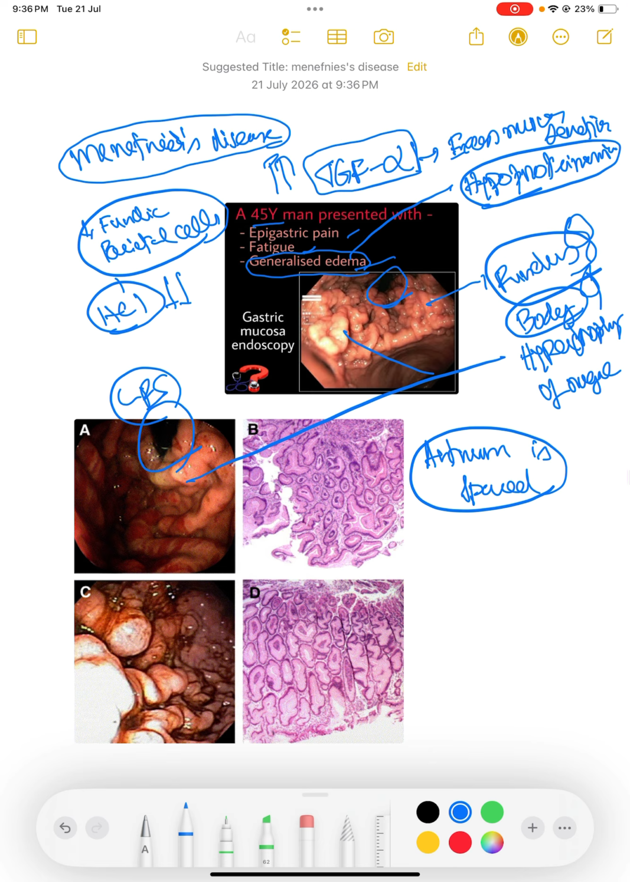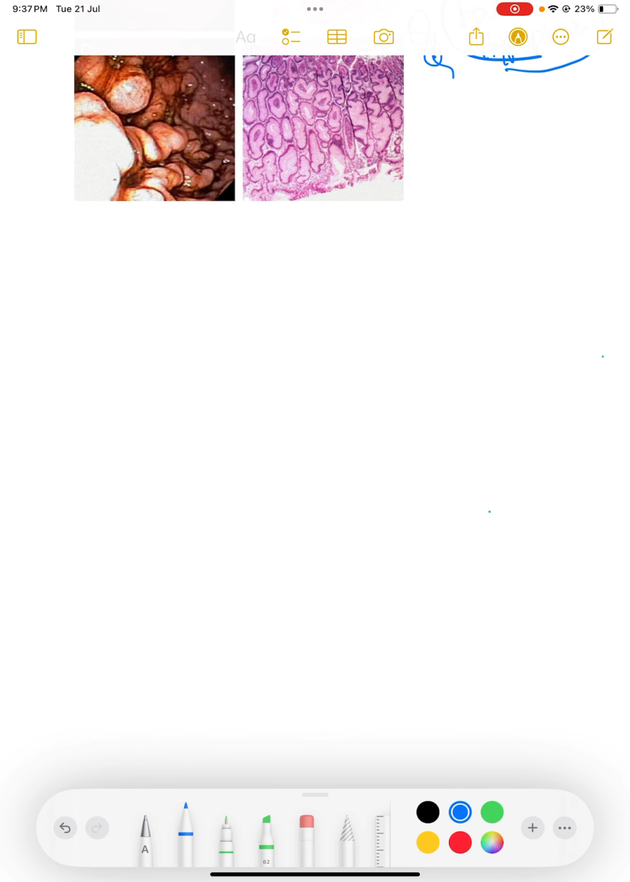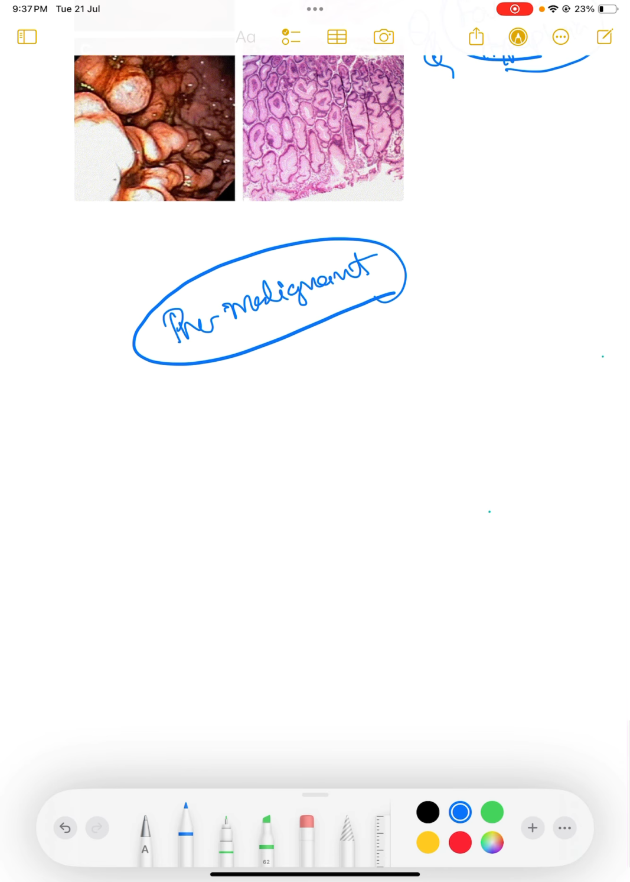When you do a biopsy of this hypertrophic rugae, you find in the pathology there is foveolar hyperplasia and glandular hypertrophy, which is again a classical feature that you see in Menetrier's disease. One more important thing about Menetrier's disease, or why it is considered important, is that it is a pre-malignant condition, so it can lead to malignancy.